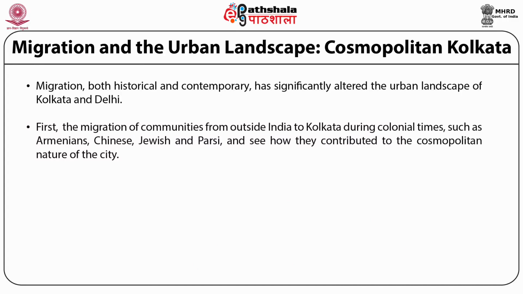First, we examine the migration of communities from outside India to Kolkata during the colonial times, such as Armenians, Chinese, Jewish, and Parsi, and see how they contributed to the cosmopolitan nature of the city. Second, we focus on a large wave of migration to both Kolkata and Delhi during partition, which defined the urban future of the cities. Thirdly, we bring out regional migration, particularly from Bihar and Uttar Pradesh to Kolkata and Delhi.